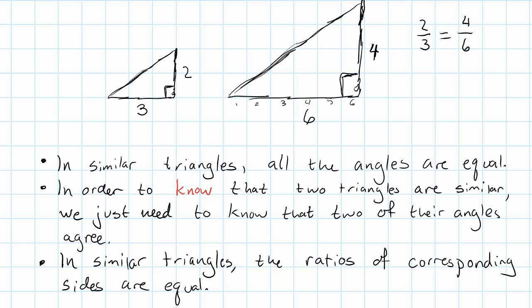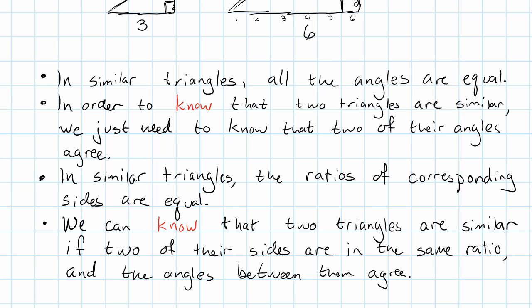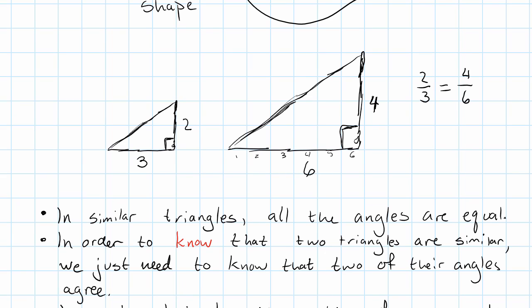Using that, we can come up with another way that we can know that two triangles are similar. We can know that two triangles are similar if two of their sides are in the same ratio, and the angles between them agree. So in this figure, I could have known that these two triangles were similar because the short side and the medium side were in the same ratio, and the angles between them were right angles.